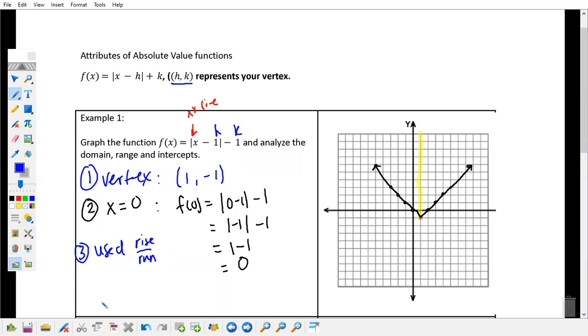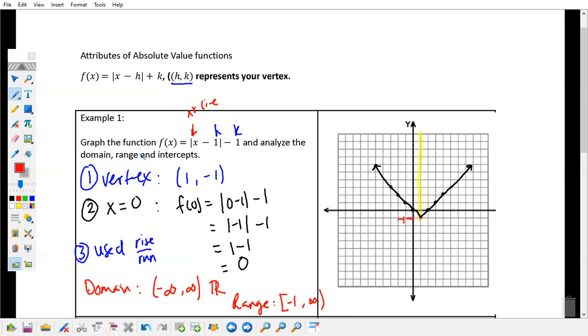So your domain, well, the domain of all absolute value functions, because they go forever to the left and forever to the right, your domain is going to be from -infinity to positive infinity. Or we can shorthand say all real numbers, okay? Your range is from bottom to top. So what's the lowest y value we have? Our lowest y value is down here at -1. So we start at -1, but it goes forever to infinity. So -1 to infinity, okay?